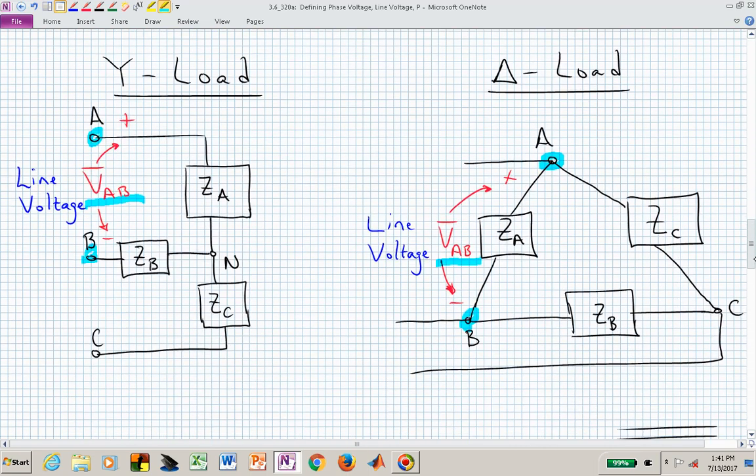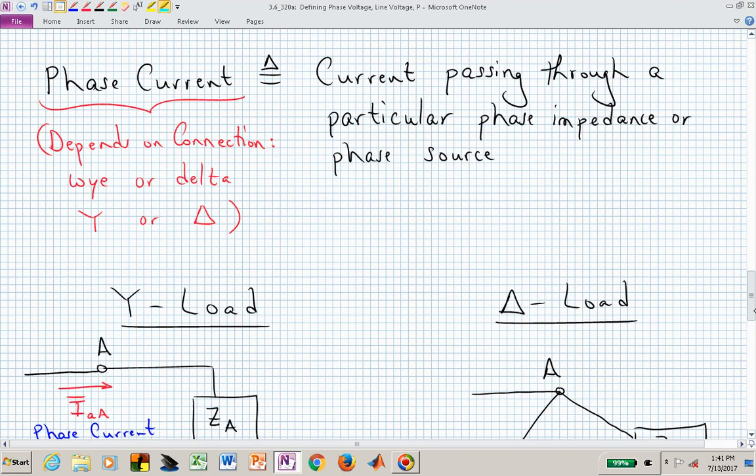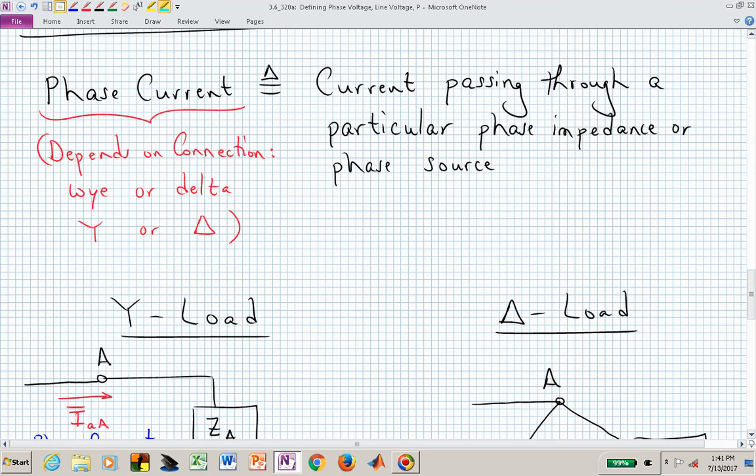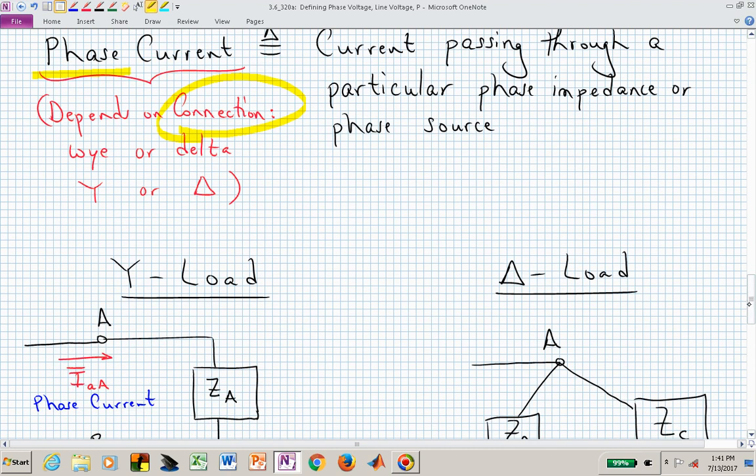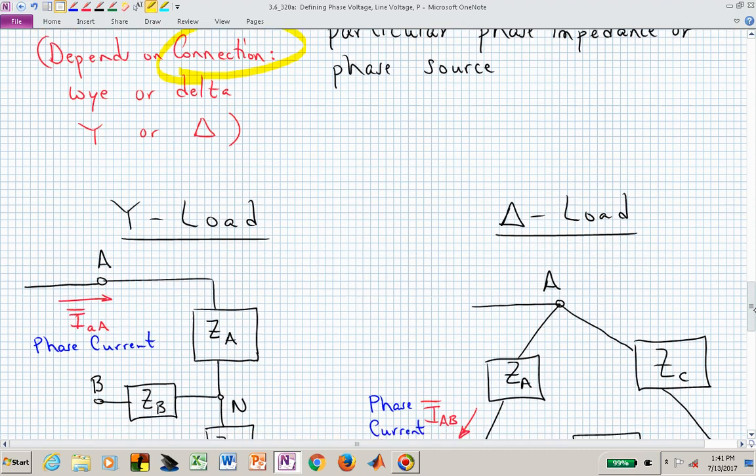We can have the same kind of thought process when we're dealing with phase current and line current. Again, phase current, worry about the connection. This is the current passing through a particular phase impedance if we are dealing with the load, or a phase source if we are dealing with the generator side of the problem. So now let's look at the phase current.